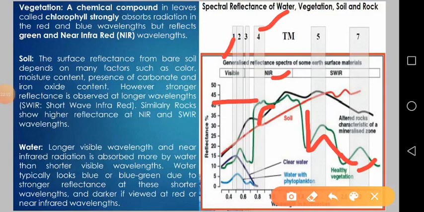Again, the last one, clear water. For clear water, you can distinguish it in the best possible manner if you use the visible spectrum. Furthermore, if you use near infrared radiation, you can see the reflectance is very much less.